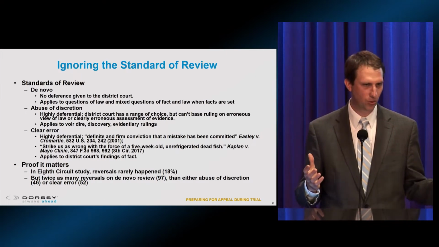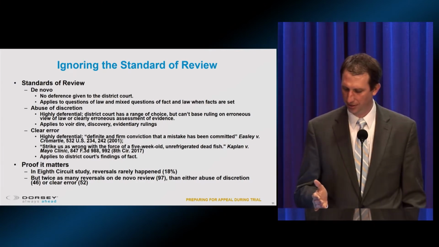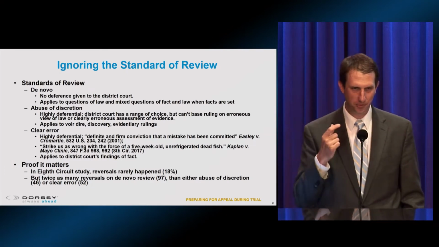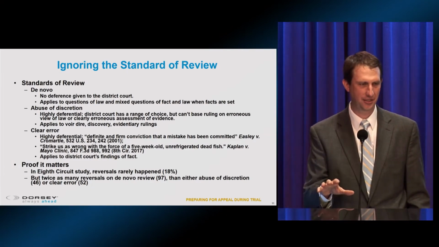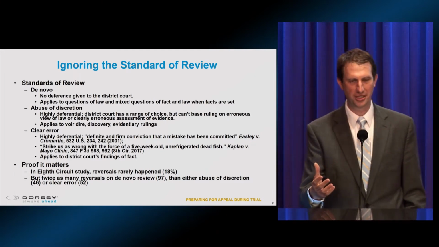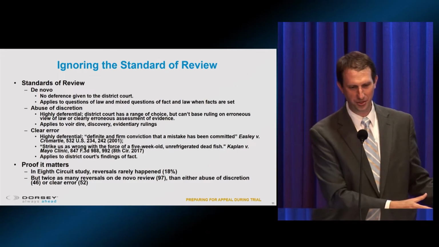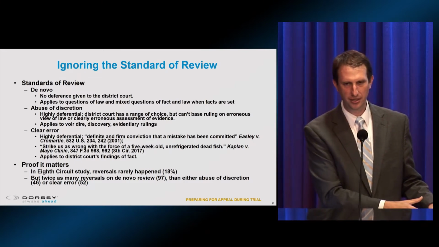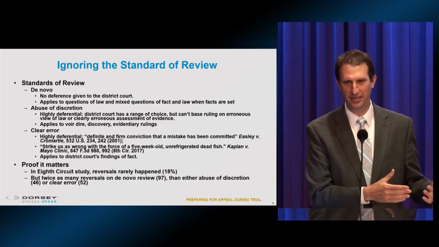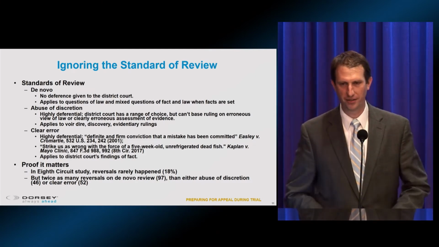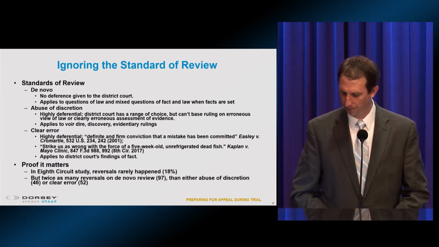So de novo review is the gold standard. That's what you want to be looking for. That's where no deference is given to the district court. And this applies to clean issues of law, as well as where the facts are set. And so judgment as a matter of law, for example, is one of these hybrids, right, where you need to construe the record in the light most favorable to the party that won on the verdict, but it's a de novo review in terms of whether on those facts any reasonable juror could find for the party that won. Summary judgment is another classic example of that.